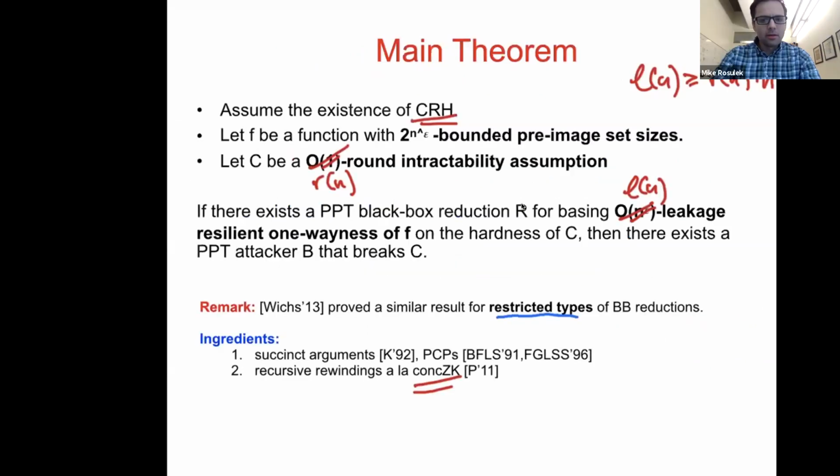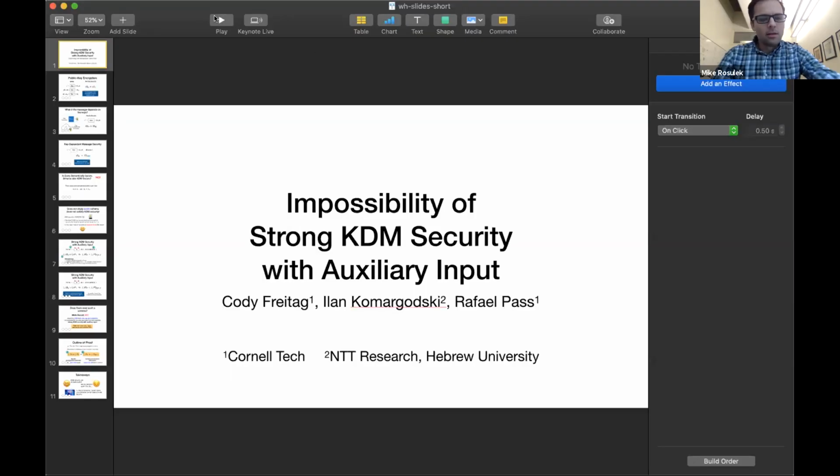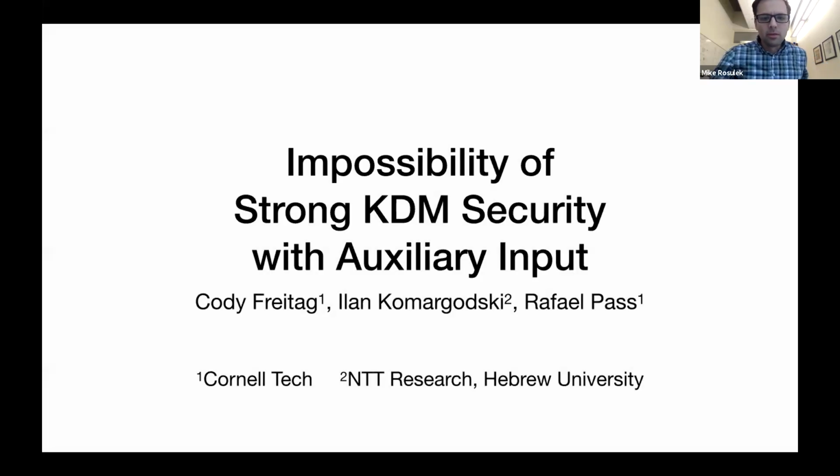Okay, great. Thanks, Raphael. So we're going to move on to the next talk. This is a paper called Impossibility of Strong KDM Security with Auxiliary Input. This is a paper by Cody Freitag, Ilan Komargodsky, and Raphael Pass again. Cody will be giving the talk.